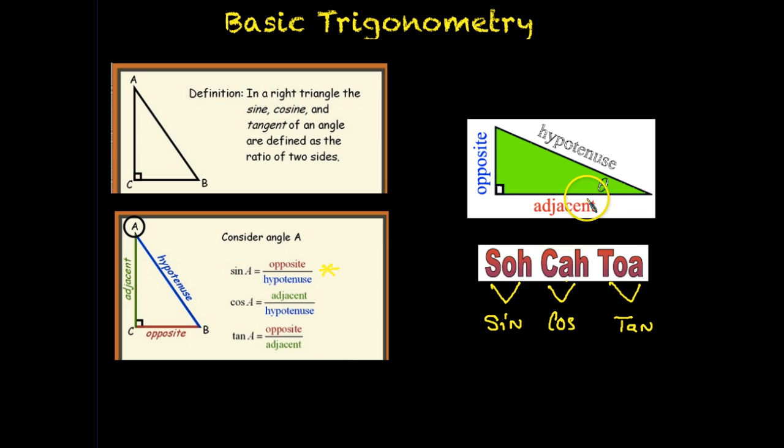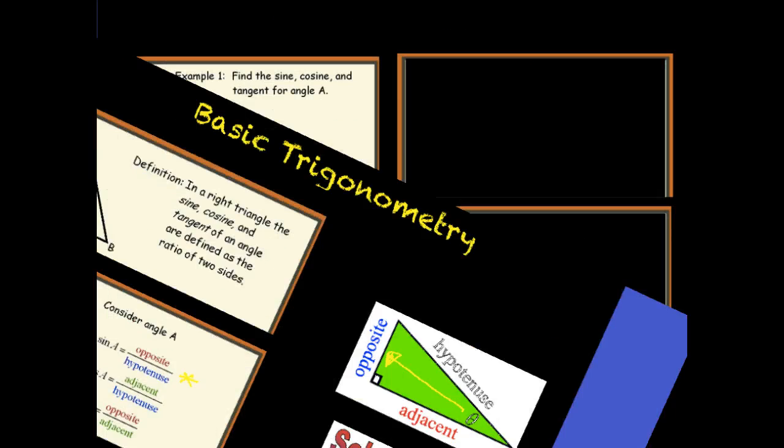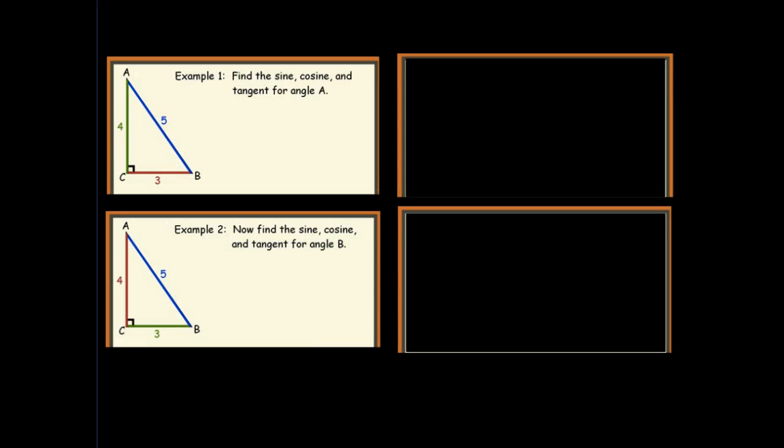Now remember, the key thing is it depends on which angle you're coming from. So, in this example here, we were coming from angle A. But in this picture here, we are coming from this theta. In relation to this theta, the opposite side is always directly across, and the adjacent is always right next to it. The hypotenuse never changes. That's always the longest side of the right triangle. If you didn't have those ratios, make sure to go back and write those in your notes. Let's look at a couple of examples.